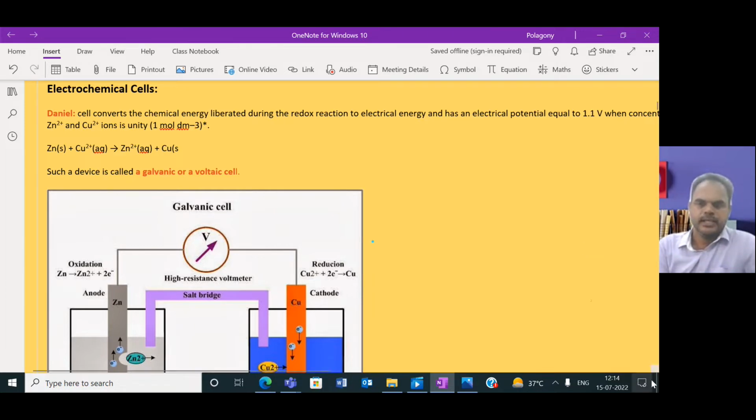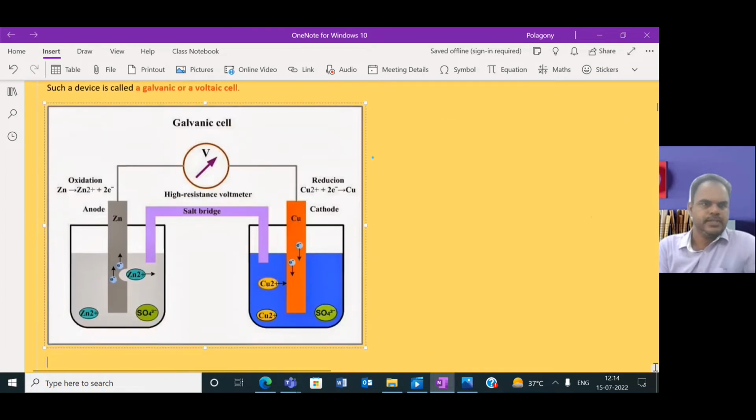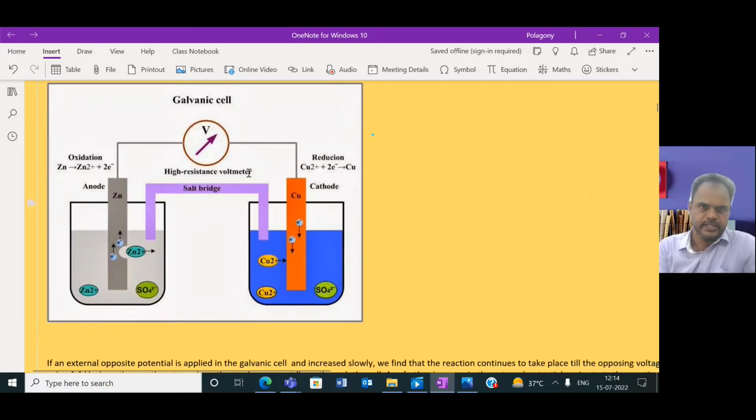A typical galvanic cell is built with two half cells. Look at this picture. One is taken on the left side, the other on the right side. The half cell on the left side is the anode, in which oxidation takes place. The other half cell, on the right side, is where the reduction takes place.